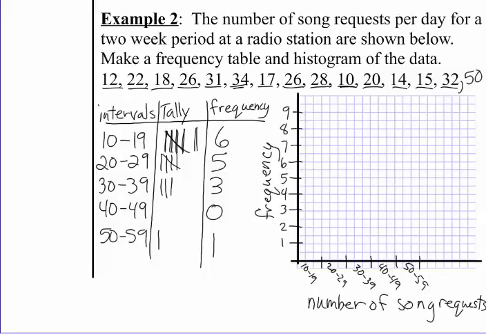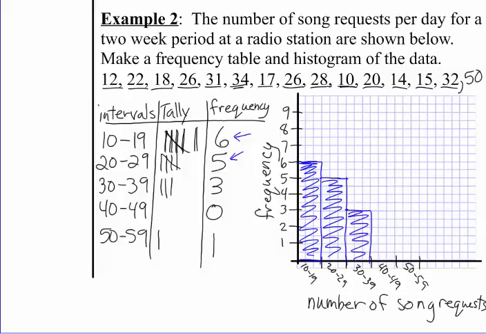Okay, so now we're going to plot. The first one was 6. So in the 10 to 19 category, I had 6 times that somebody requested between 10 and 19 songs. So that goes up to the 6. In the next case, it was a 5. So 5 times there were 20 to 29 song requests in a day. The next one is 3.